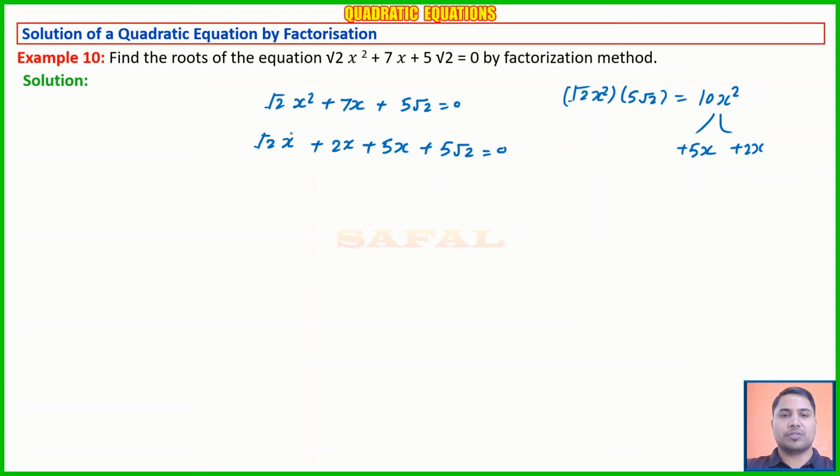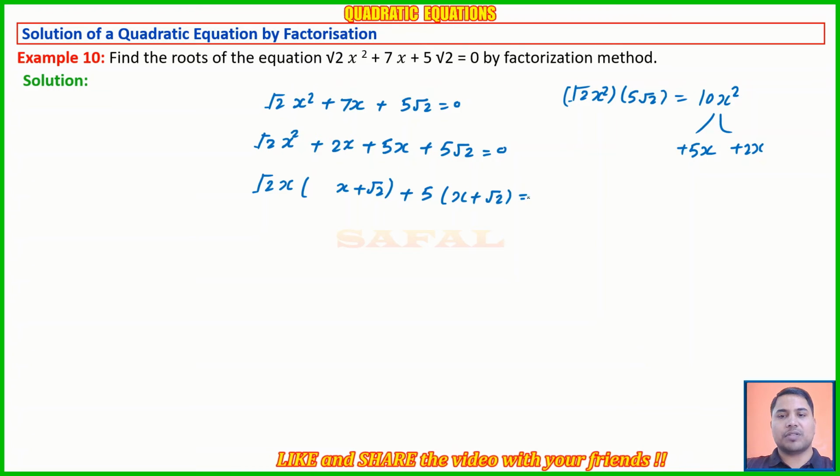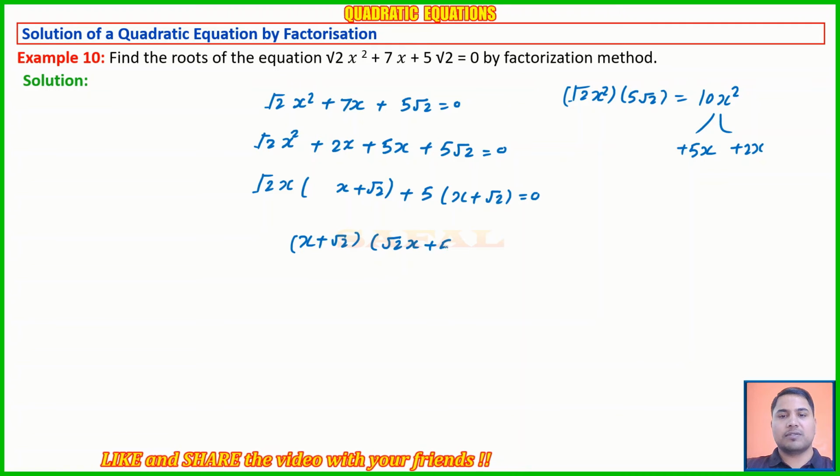So now root 2 here x square we have. So root 2x I'll take common. So I'll have root 2x from the first place. From here I'll have simply root 2. 5 I'll take common. So root 2x square we have, right? So root 2 if I am taking common, so here simply I'll have x. Okay, so root 2x into x is what? Root 2x square. 5 if I will take common, so x plus root 2 equals 0. So दो फैक्टर अपने को मिल गए, x plus root 2 and root 2x plus 5.